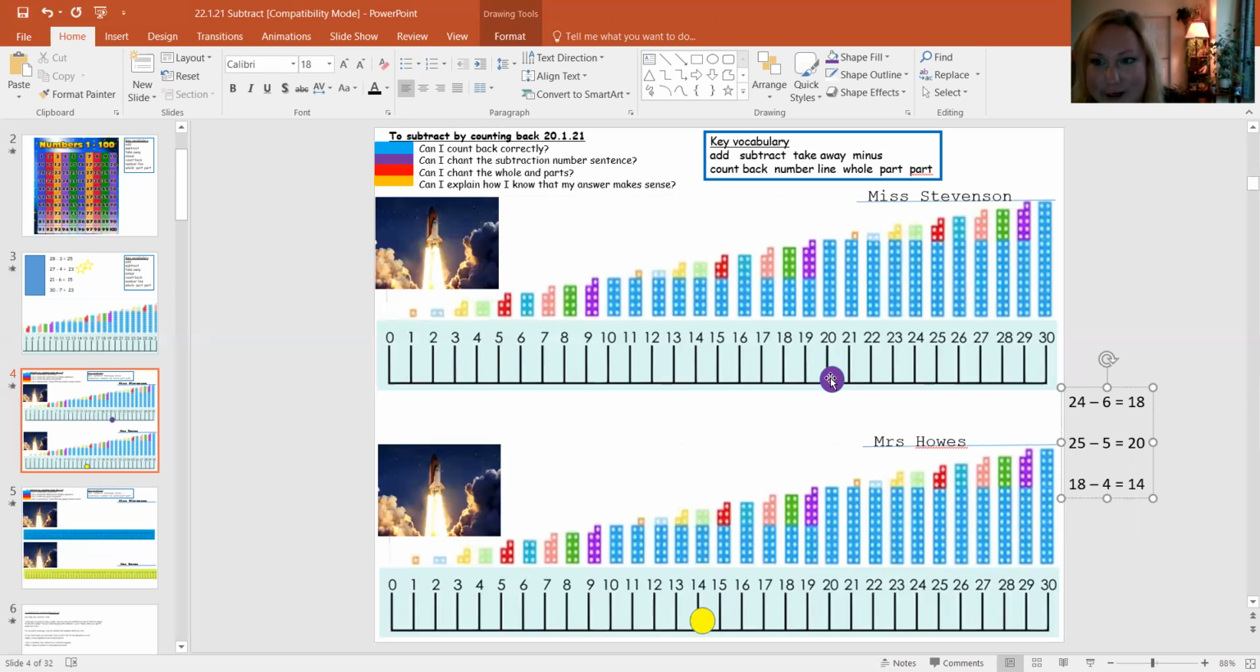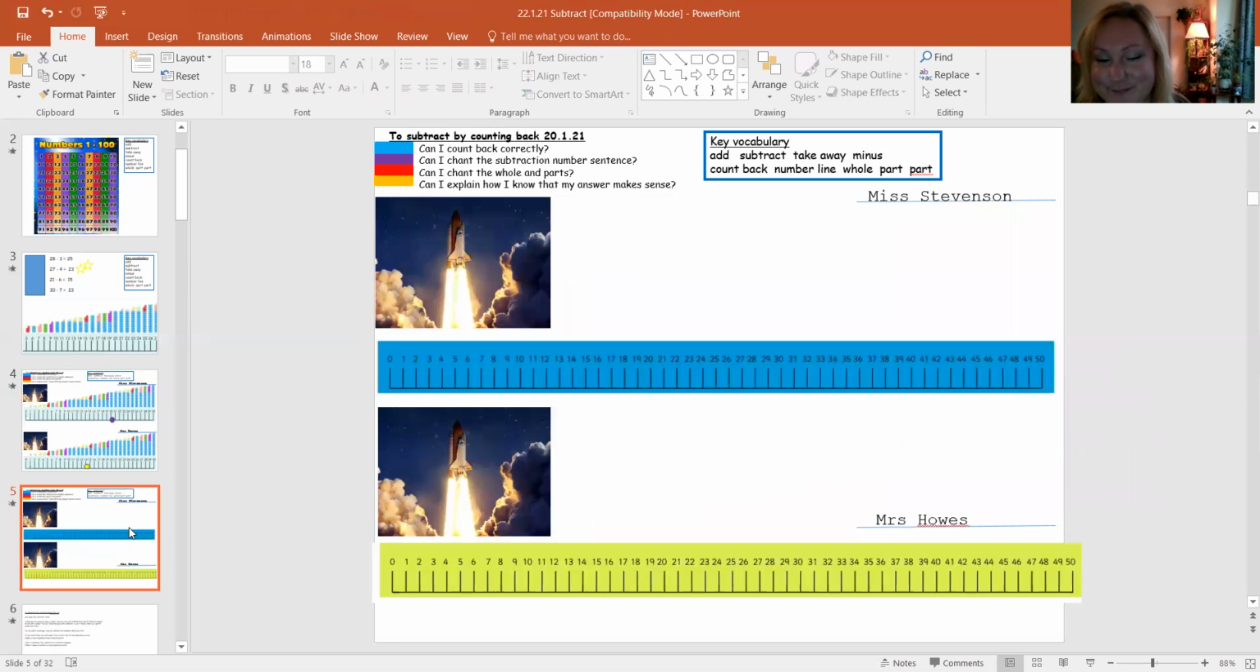You are going to roll the dice, take it in turns to count back, and whoever gets to 0 first, I want you to do a massive blast off. Have loads of fun. If you want to really push yourselves today, I'm also going to put these on. These number lines go up to 50, so that will be counting back from 50, which will be trickier. And if you want to have a go at that, you should do. I can't wait to see how you get on today.